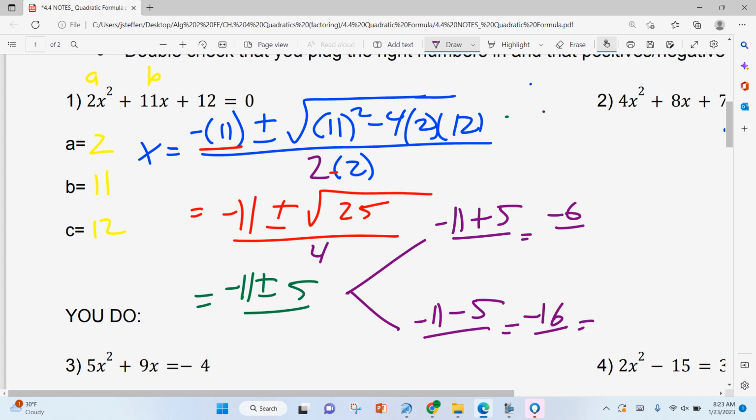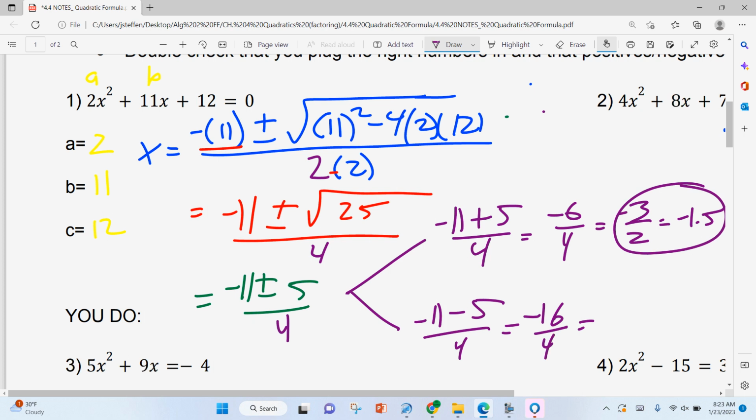So that's 4, 4. So negative 6 over 4 is negative 3 over 2, which again, if you want to make a decimal, is negative 1.5, I believe. And then negative 16 over 4 is negative 4.